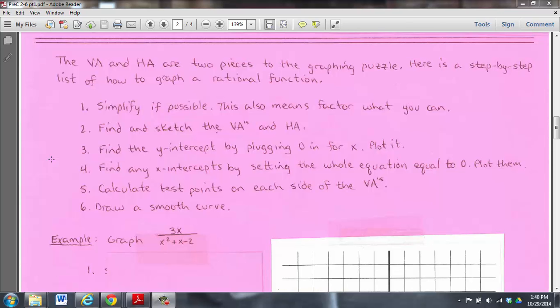Anyways, so we have the vertical and horizontal asymptotes. We have the intercepts both on the x and y axis. Then we need to calculate some test points on each side of the vertical asymptotes. And then once we have all that, we're going to draw a smooth curve.